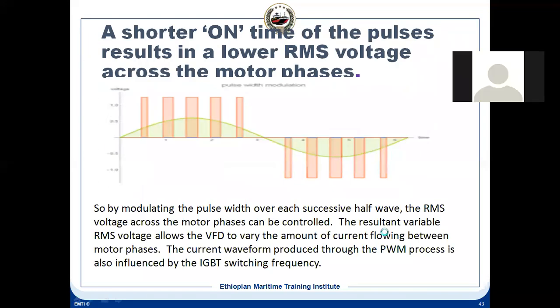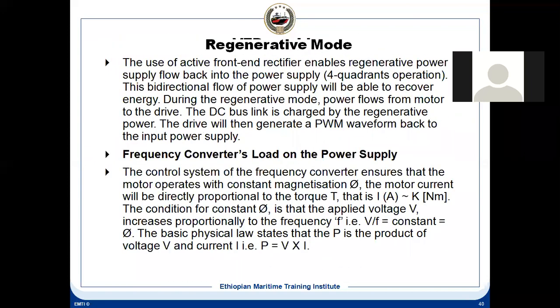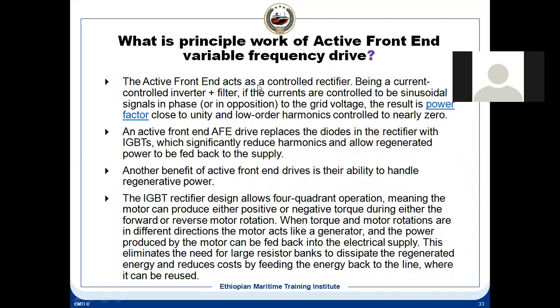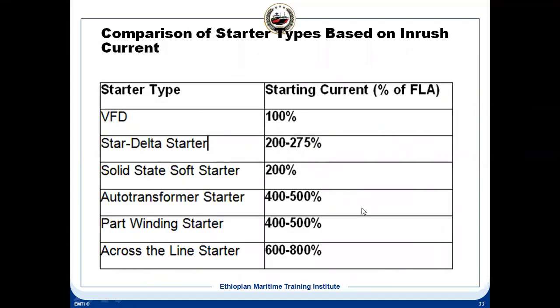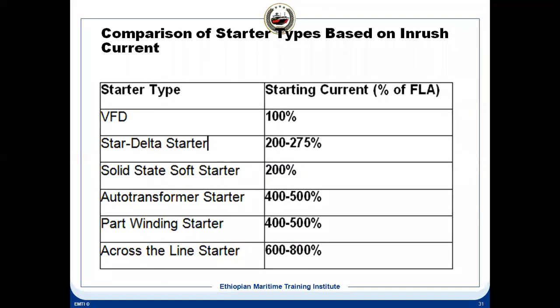Let's see this, where we have stopped it. So this was the last slide we stopped at. So we have seen the starting current difference. VFD is 100%, star delta is 200 to 275, soft start is 200. Okay, auto transformer is 400 to 500. These are the starting currents, as a percentage of the full load current.